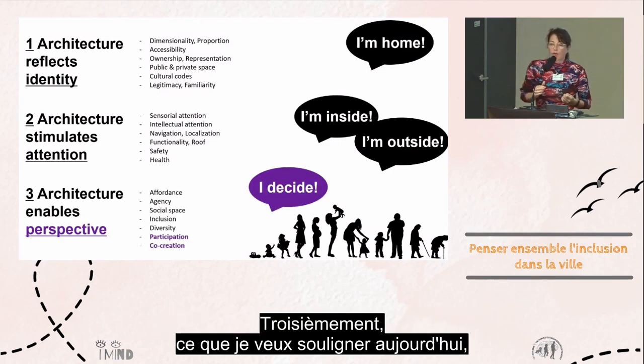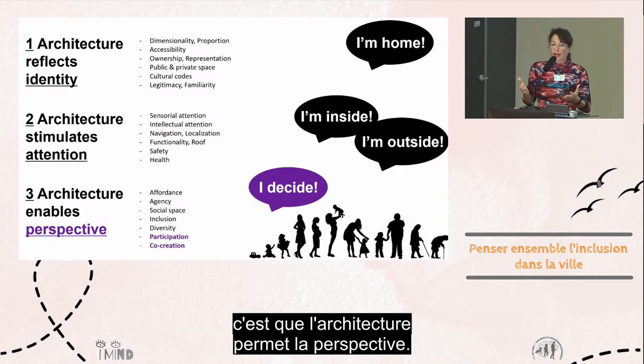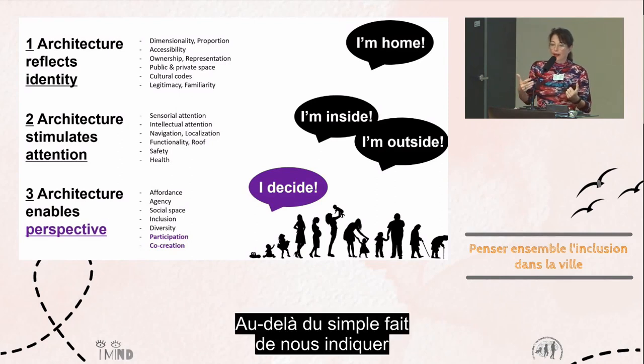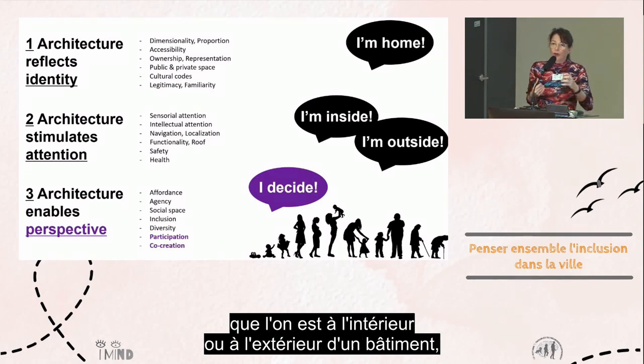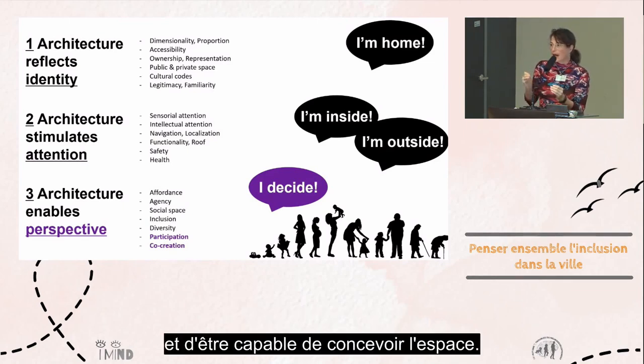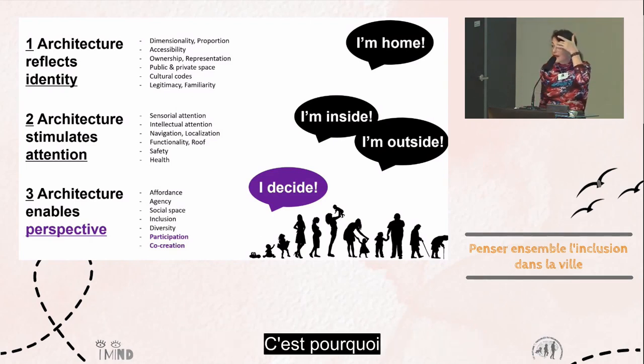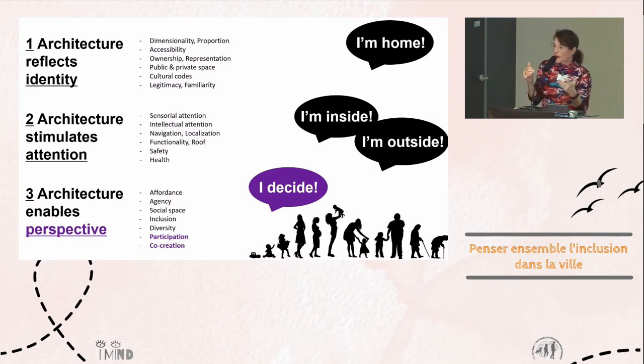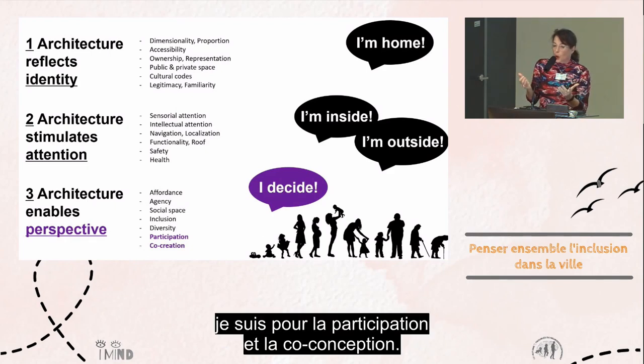And thirdly, what I would argue today is that architecture enables perspective. So that beyond just giving me a hint whether I'm inside or outside a building, I am really part of the space and I am enabled to design the space. And this is why I would really propose participation and co-design.